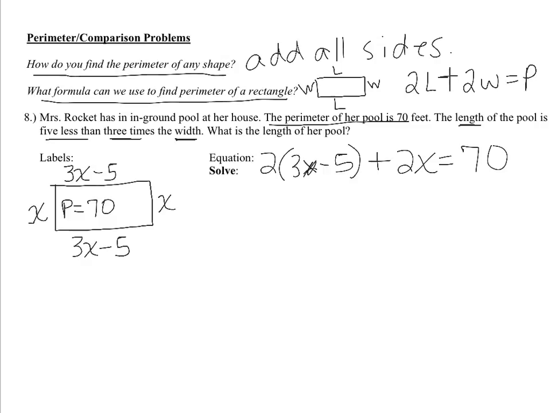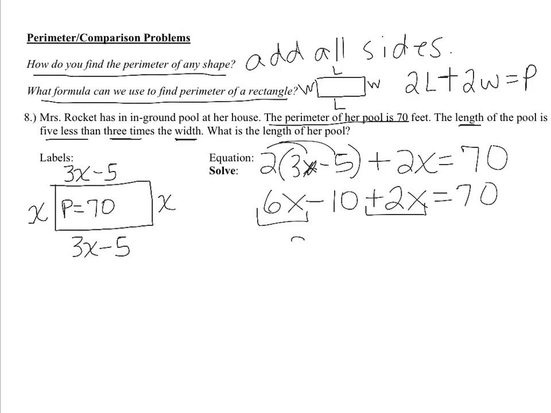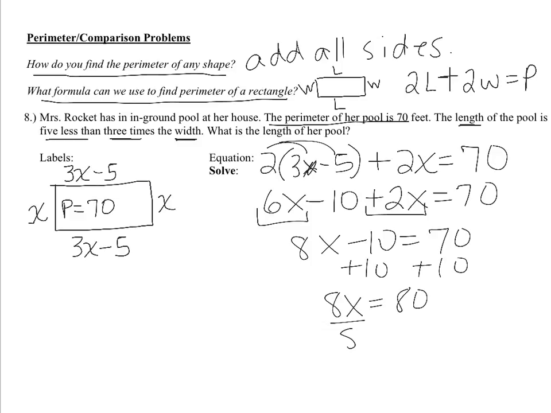And so now we're going to solve this equation. And so when we do that, we distribute. We get 6x minus 10 plus 2x equals 70. Then we're going to add our like terms. 6x and 2x is 8x, so 8x minus 10 equals 70. Add 10 to both sides, which gives us 8x equals 80. Divide by 8, and we get that x is equal to 10.